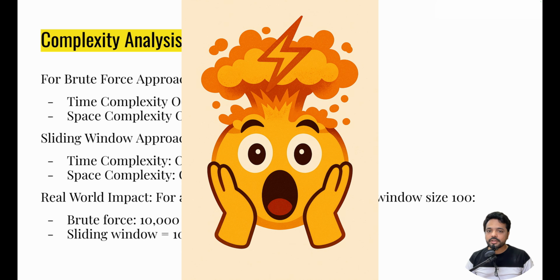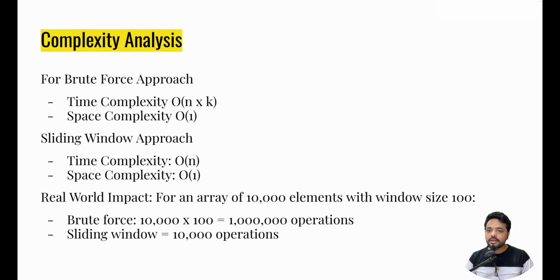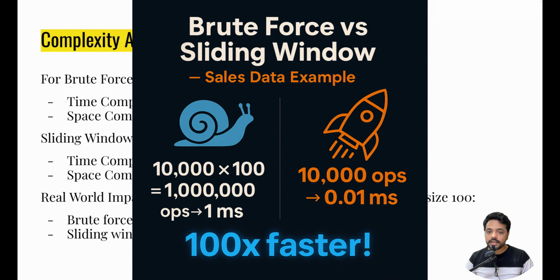Let me blow your mind with a concrete example. Say we have an e-commerce website analyzing daily sales data. So the scenario is 10,000 days of sales data, looking for the best 100-day period. In the case of brute force, operations are 10,000 times 100, which is 10 lakhs or 1 million calculations. And if each operation takes 1 nanosecond, it's 1 millisecond in total.